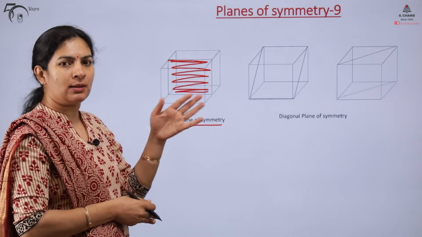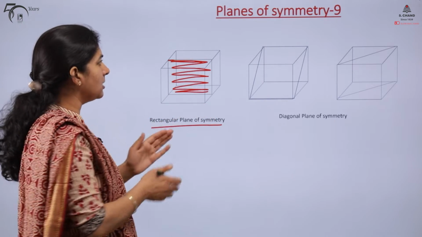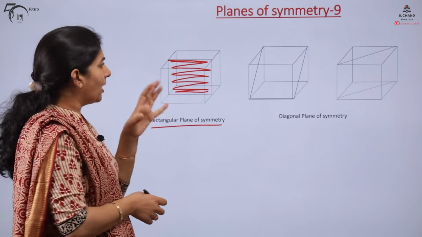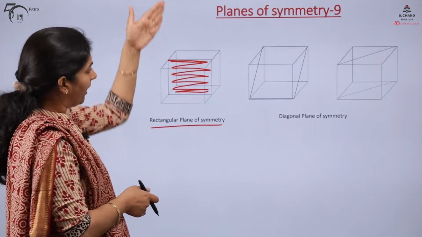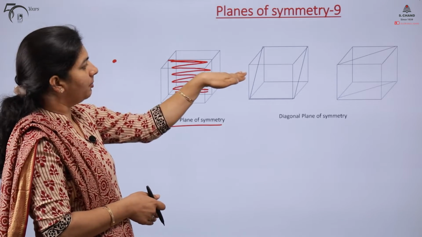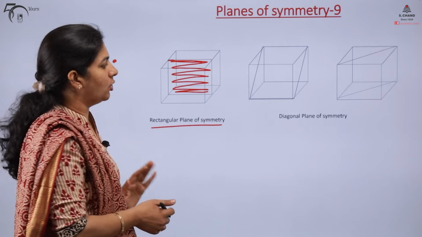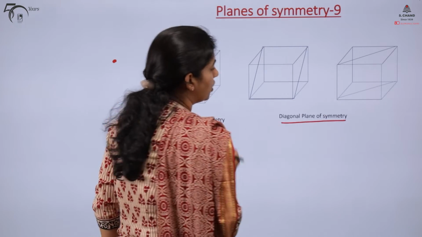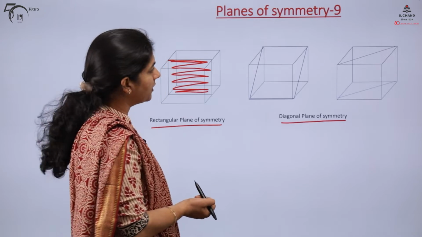So how many faces are there? There are 6 faces. So therefore, in total, there will be 3 rectangular planes. One such plane will be perpendicular to this, and the other plane will be like this, a horizontal plane also. Then we have another type of plane, which is your diagonal plane of symmetry.